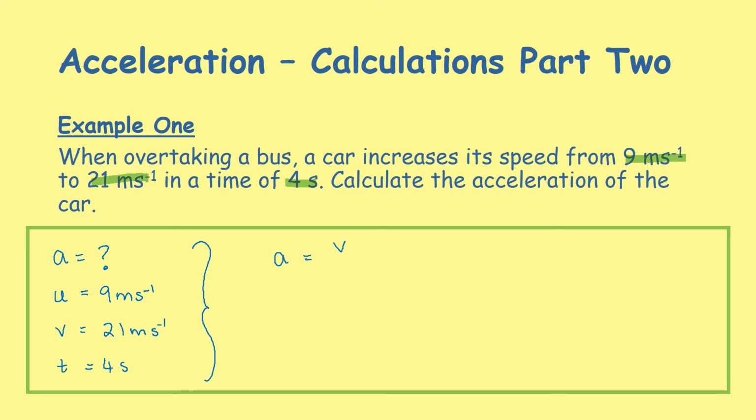So a equals v take u divided by t. Popping in our numbers, we get 21 take away 9 divided by 4. 21 take away 9 is equal to 12, so you can do the top part of your equation first if you would like, or you can put the whole thing into a calculator if you feel confident with doing that. What we get is 12 divided by 4, which is equal to 3, and that's in meters per second squared.